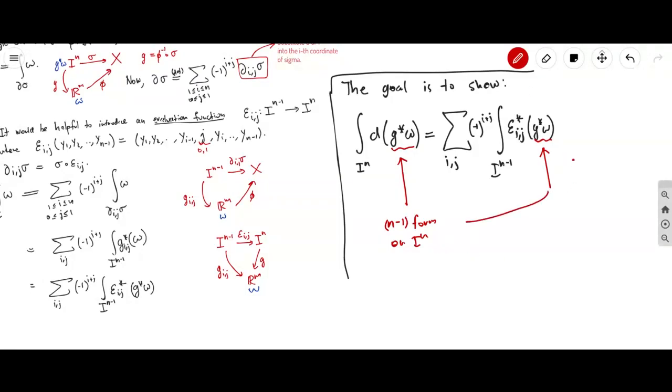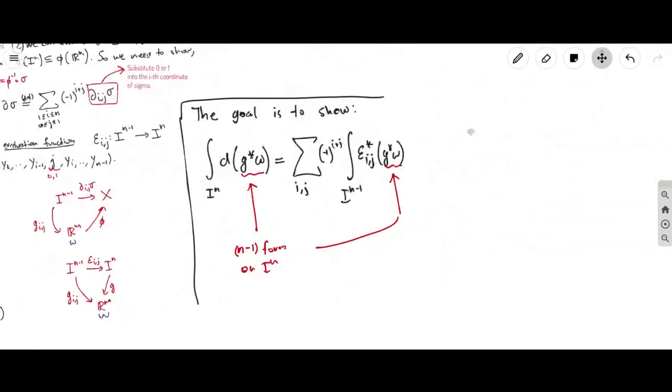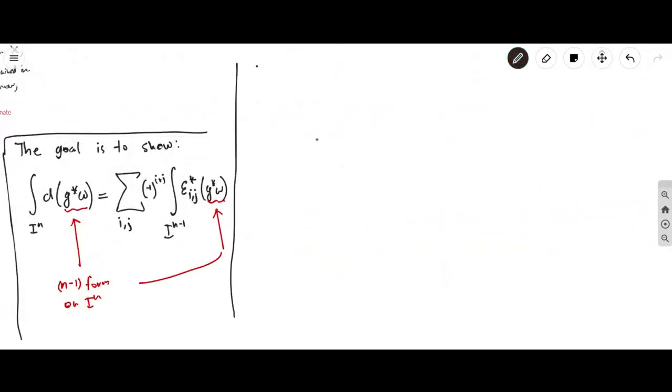So we have managed to reduce the proof of Stokes' theorem to the following special case. All of this stuff, we can forget about it. And let's say what we managed to reduce everything to. So this, you can say, is step 3. This is called reduction to the standard cube, to the standard n-dimensional cube. Basically, the goal is to show this.